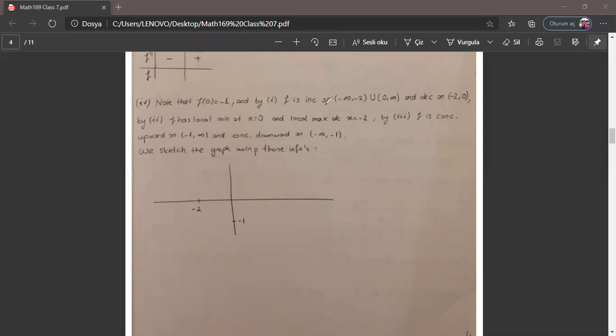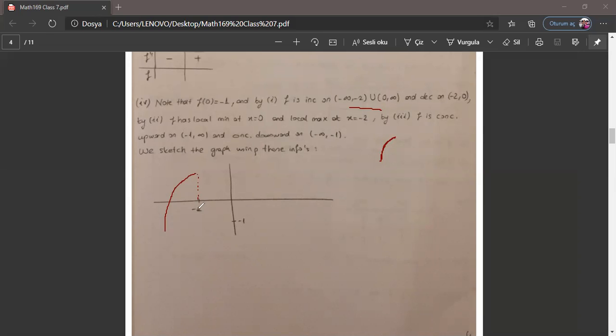So f is increasing on this interval. From -infinity to -2, it is increasing, and it is downward, right? It is downward and increasing, so it should be something like this, right? So we write it here. Now, what about after this point?